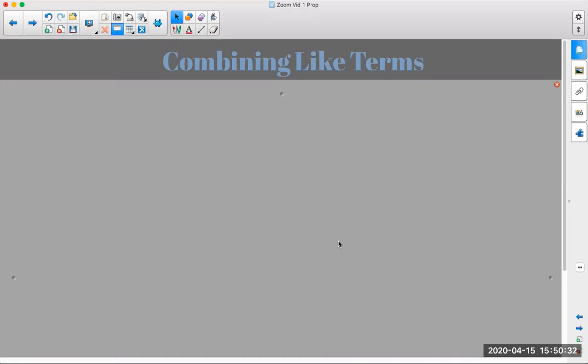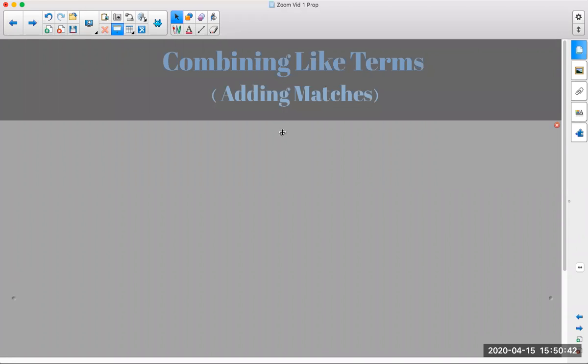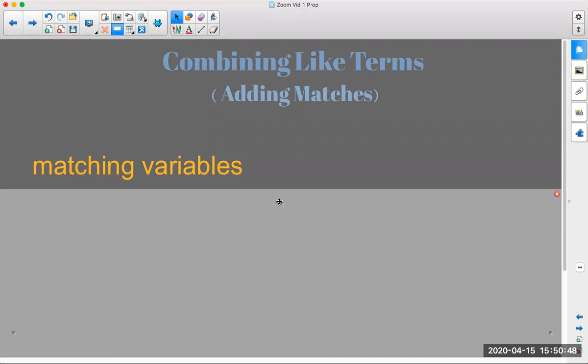In this video, we're going to talk about combining like terms. When I think about like terms, I think about things that match or look the same. So when I hear combining like terms, in my brain I think about adding matches. What are matches? Matches are variables that are all the same. So when you're combining like terms, you're looking for the same letters so you can add them all up.